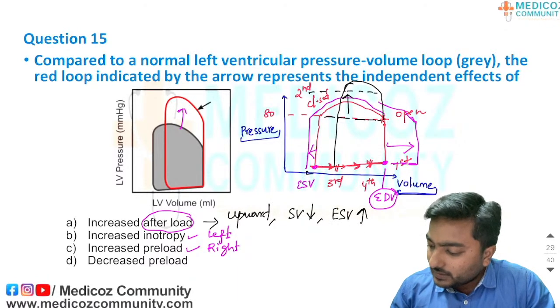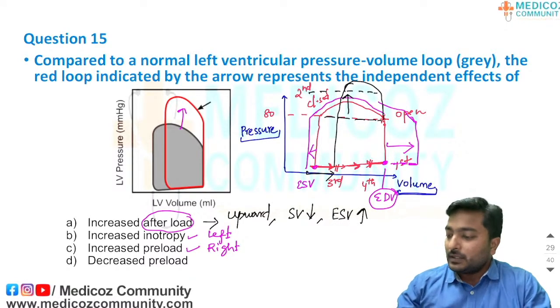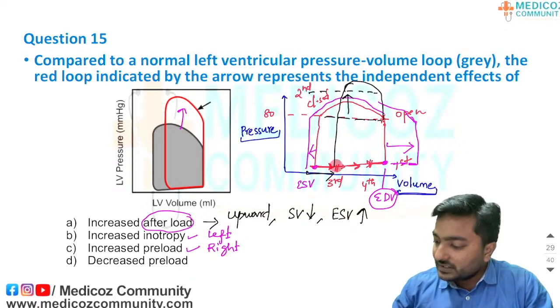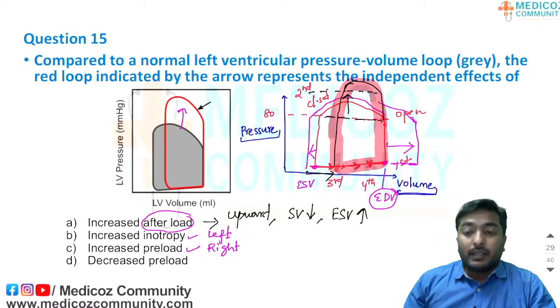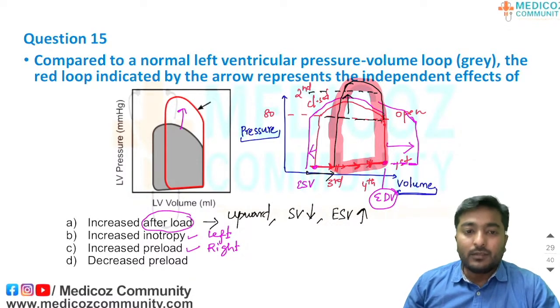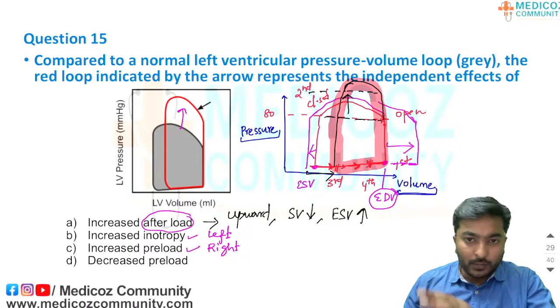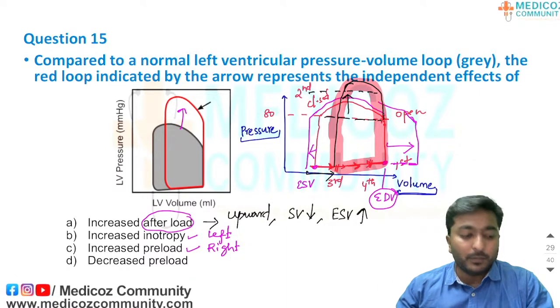As you can see here, it is moving from here. So this is the new point taken by the pressure volume loop for the increased afterload. The curve moves upward, stroke volume decreases, and end systolic volume increases.